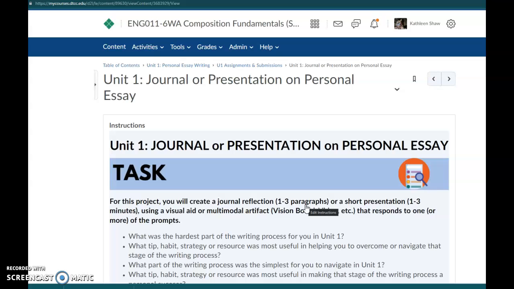You can use Screencast-O-Matic like I currently am, or whatever video casting service you might want to use to create a video. And you'll do a short presentation, probably with Google Slides or Microsoft Word slides, where you explain your response to one or more of the prompts. So you can choose to do either.